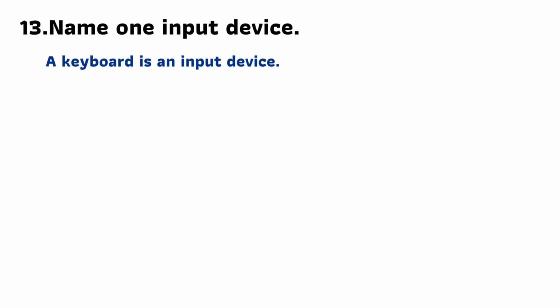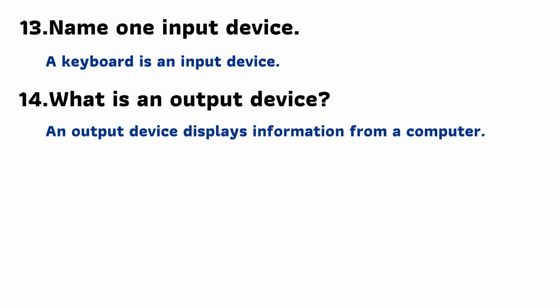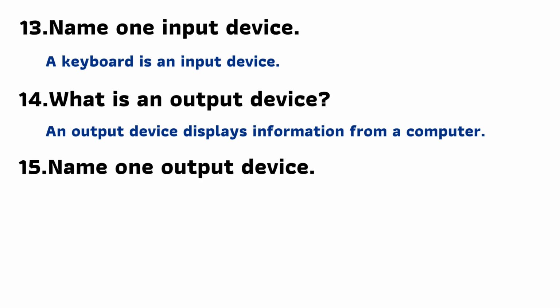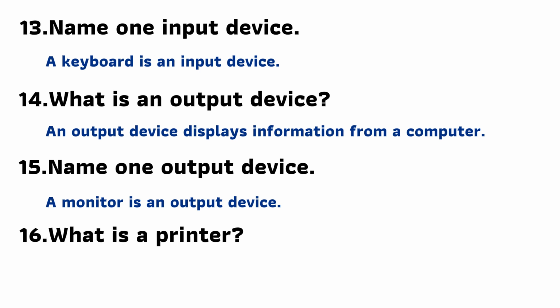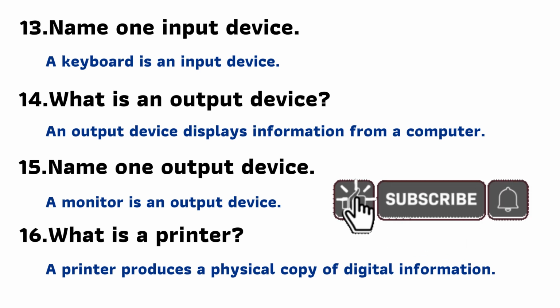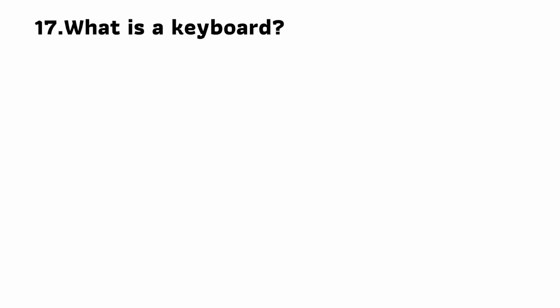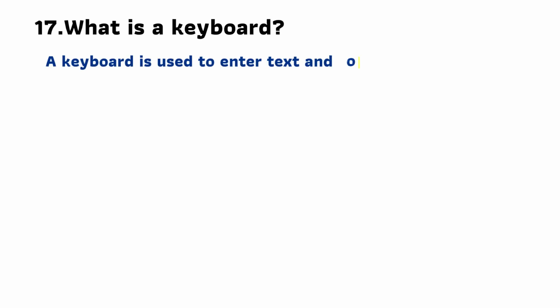Keyboard. What is an output device? An output device displays information from a computer. Name one output device. Monitor. What is a printer? A printer produces a physical copy of digital information. What is a keyboard? A keyboard is used to enter text and commands.